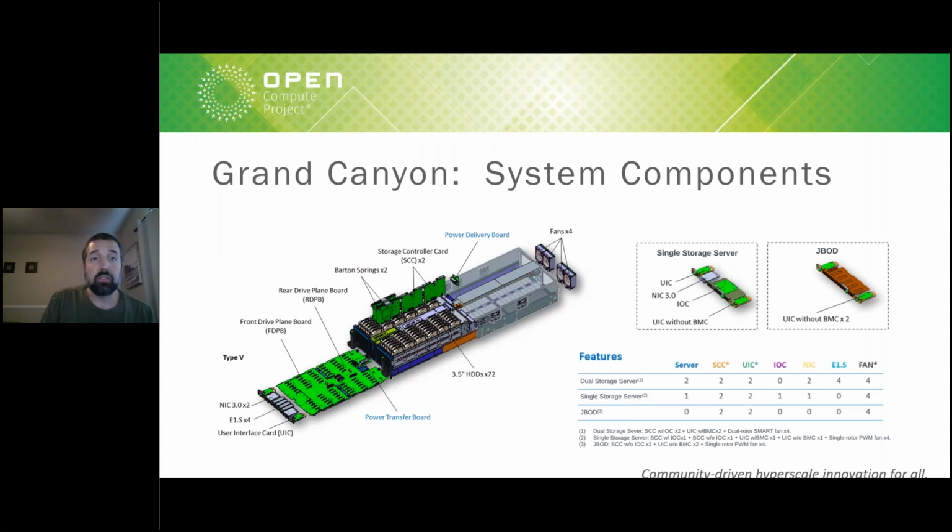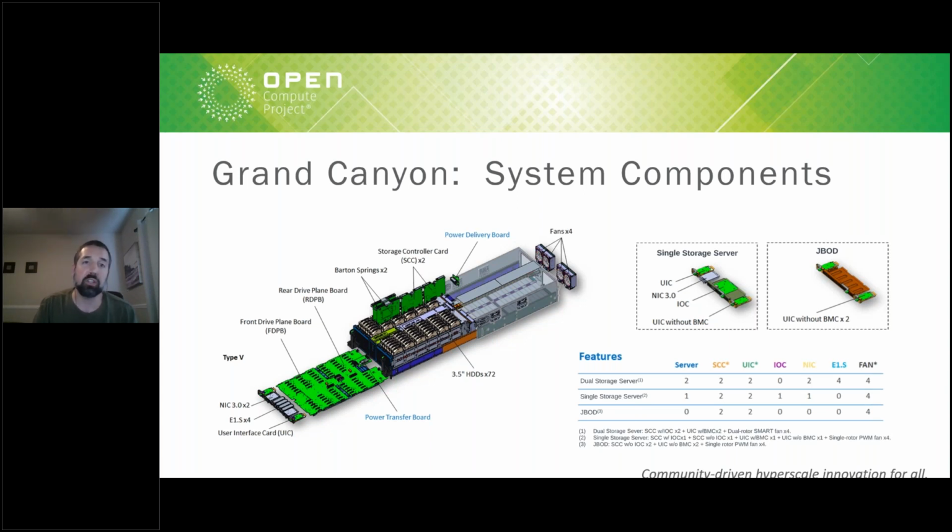So here's an exploded view of the components in the system. Since our time is pretty short, I'm not going to go into detail about each system component, but mostly what I want to highlight is that the system can be built in 3 different configurations. The first is a dual storage server. There are 2 compute nodes and 72 hard drives, and that system is fully standalone. In this configuration, all the drives are powered on all the time for faster data access.